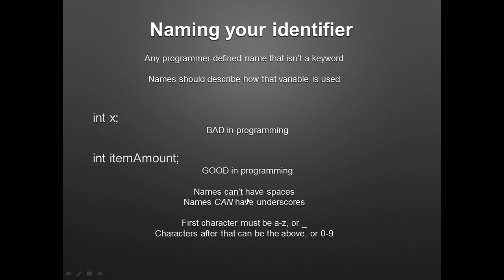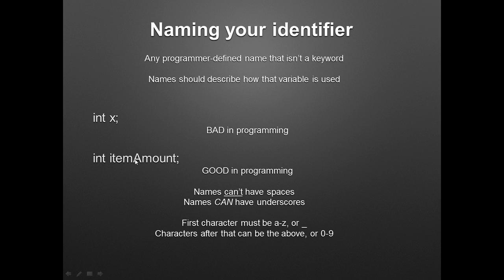So again, names can't have spaces. They can have underscores. And the first character must be A to Z or an underscore. Characters after that can be digits. That's perfectly fine. So if this was like itemAmount9 or something like that, you can have a 9 on the end of it. That's perfectly fine. Just can't start with a digit.